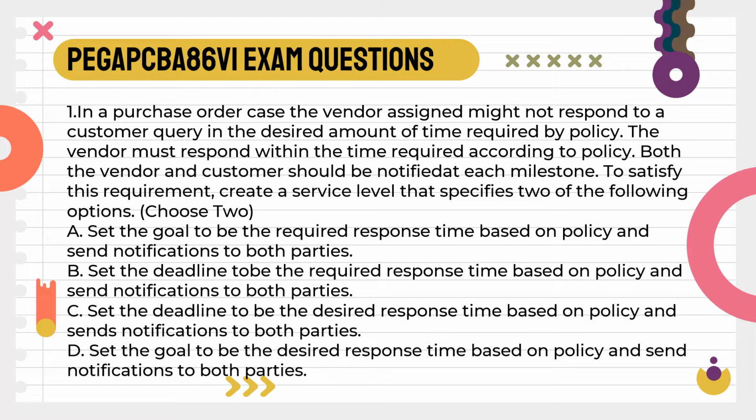Choose 2. A. Set the goal to be the required response time based on policy and send notifications to both parties. B. Set the deadline to be the required response time based on policy and send notifications to both parties. C. Set the deadline to be the desired response time based on policy and send notifications to both parties. D. Set the goal to be the desired response time based on policy and send notifications to both parties.